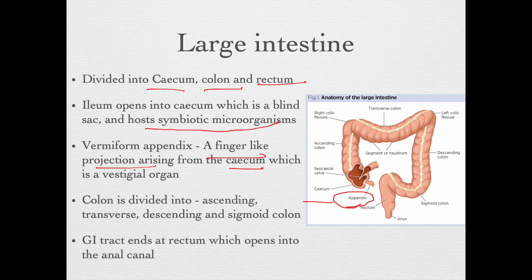The next part of the large intestine is the colon, which is further divided into ascending, transverse, descending, and sigmoid colon. And just to go through these, the ascending colon is here, the transverse, the descending, and finally the sigmoid colon. The last part is the rectum, and this opens into the anal canal, and here you have the anus or the anal canal.